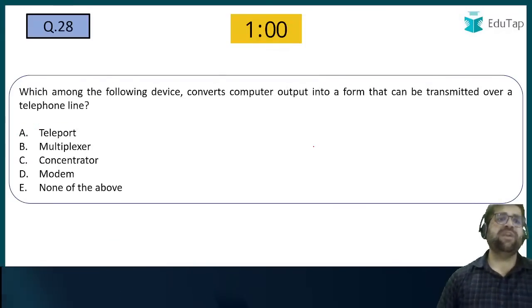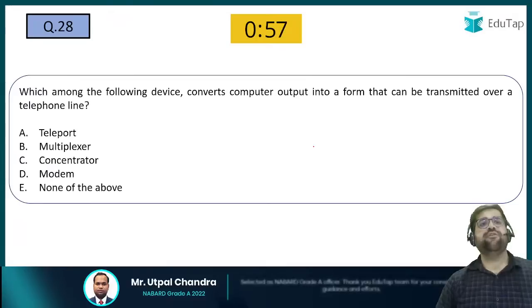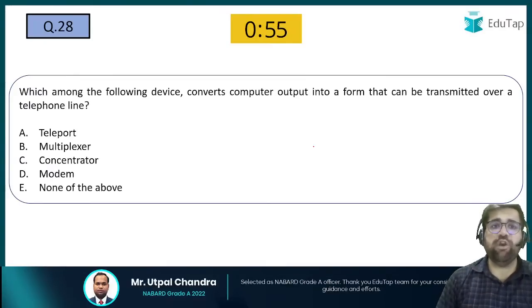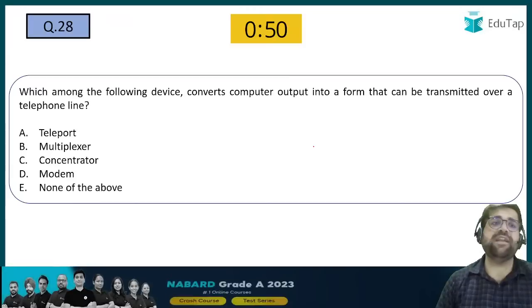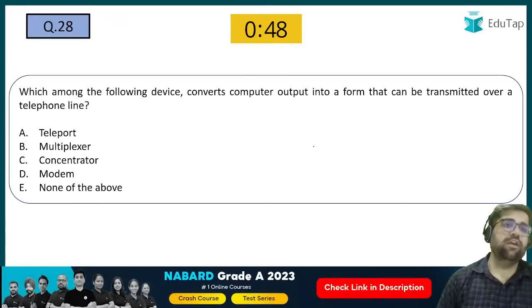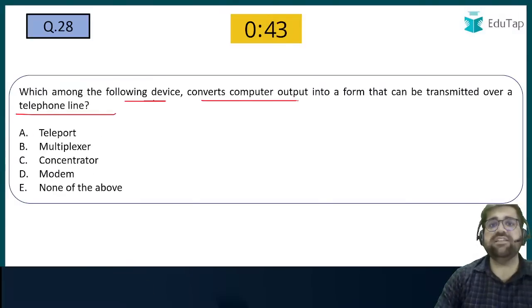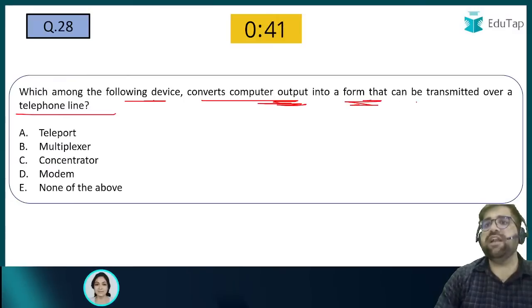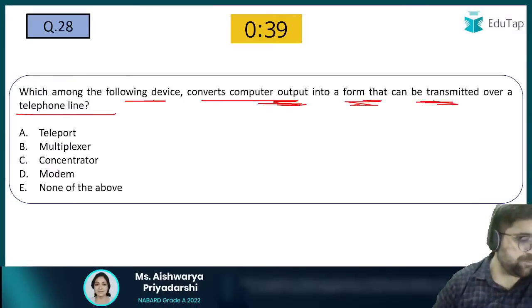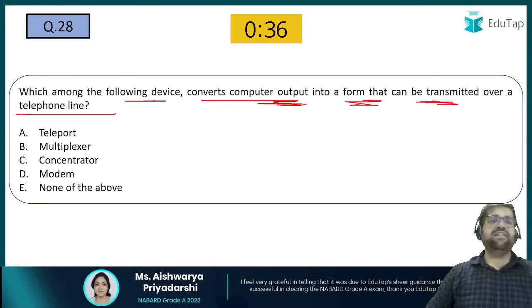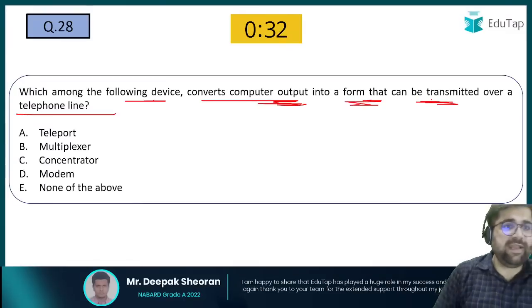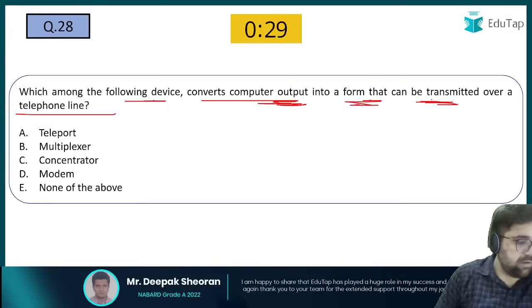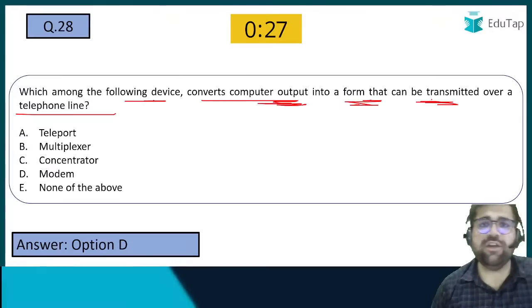Okay. Question number 28. Chalo, now I need the answer to question number 28. Which among the following devices converts computer output into a form that can be transmitted over a telephone line? Here, mind you, the keyword is telephone line. Which device converts computer output into a form that is transmitted over a telephone line? The answer will be modem. Option D, teleport, is just given to confuse you, my friends.